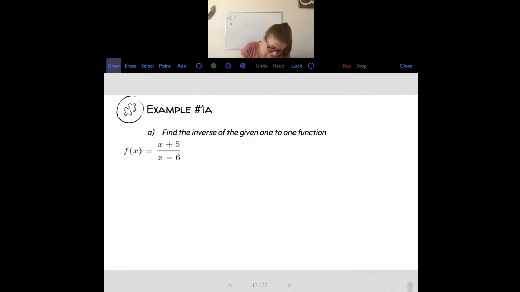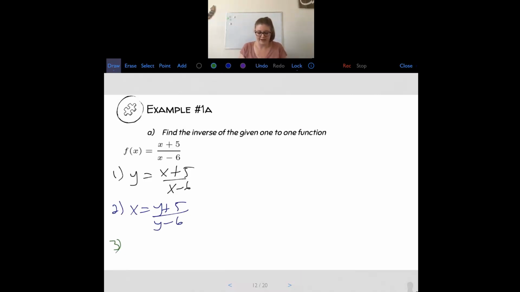So the first step is to replace f of x with y. The second step is to interchange x and y. And the third step is to solve for y. In order to do that, we need to get rid of our denominators. In this case, I'll show you cross multiplication. So if we put this over 1, we have x times y minus 6 equals 1 times y plus 5. Okay, and then we're going to keep solving.